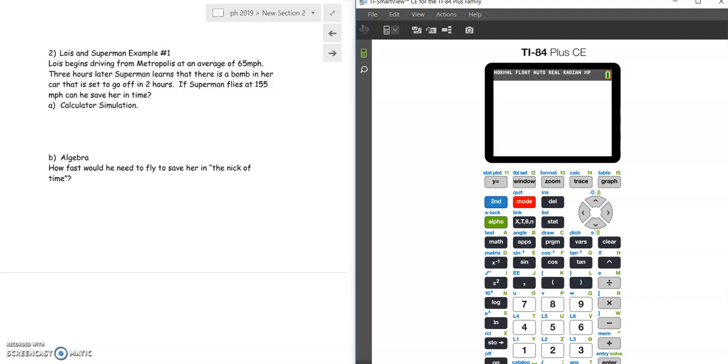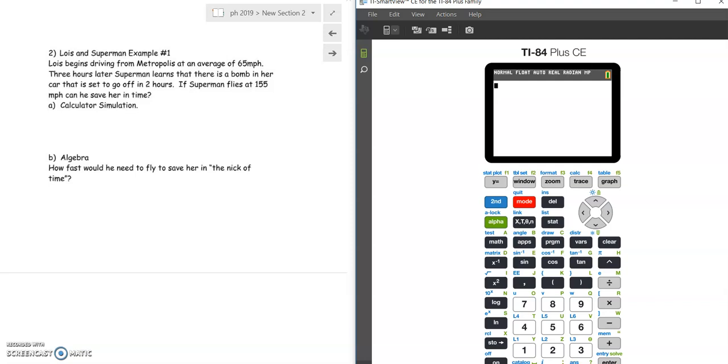For this example, again a famous example, Lois and Superman. Lois is driving from Metropolis at an average of 65 miles per hour. 3 hours later, Superman learns, oh no, there's a bomb in her car, set to go off in 2 hours. If Superman flies at 155 miles per hour, can he save her in time?